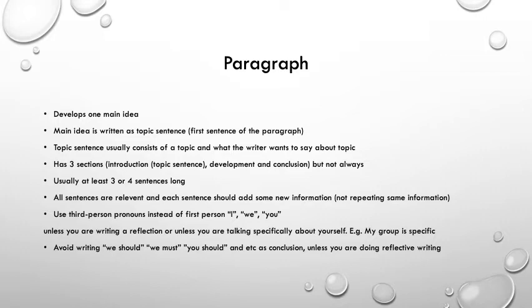Use third-person pronouns instead of I, we or you, unless you're writing a reflection, or unless you are expressing your opinion, such as I think or I feel, or unless you're talking specifically about yourself. For example, my group included 5 students. In this case, you are talking specifically about your group, so that my is accepted.